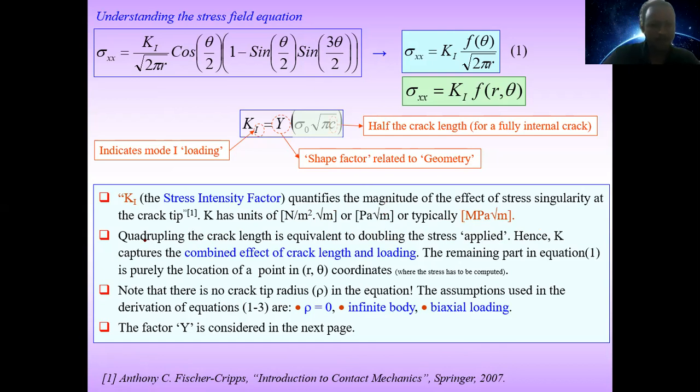So quadrupling the crack length is equivalent to doubling the stress applied. Hence, K captures the combined effect of crack length and loading. The remaining part in equation 2 is purely the location of the point in r and theta, that is the coordinates. Note that there is no crack tip radius rho in the equation. The assumptions used in the derivation of equations 1 to 3 are rho equal to 0, infinite body, biaxial loading. The factor Y is considered in the next page.